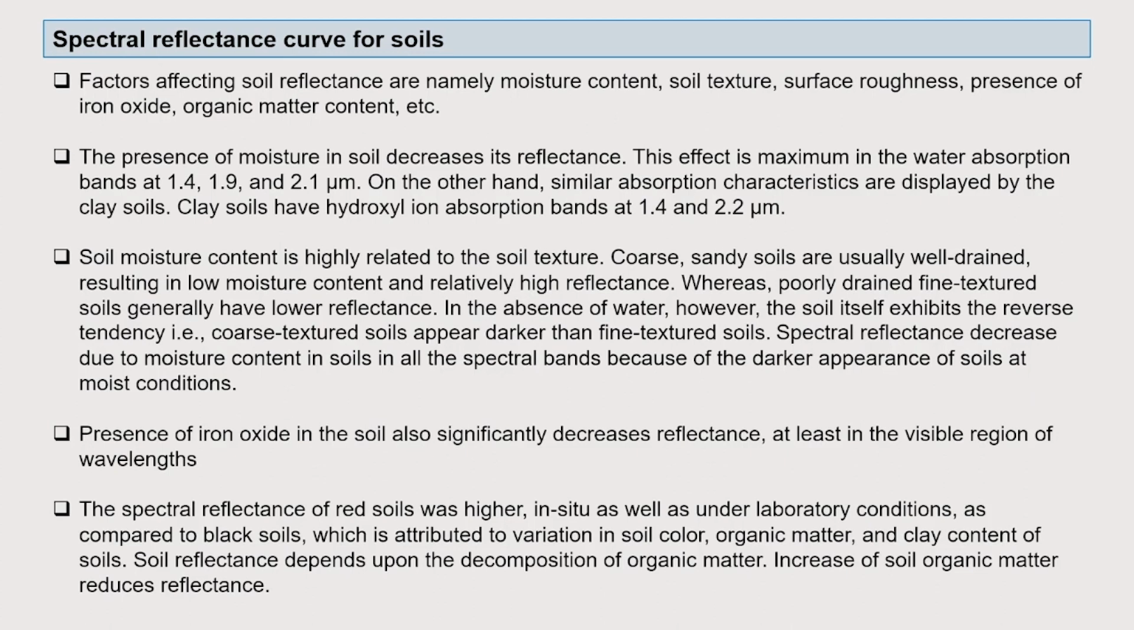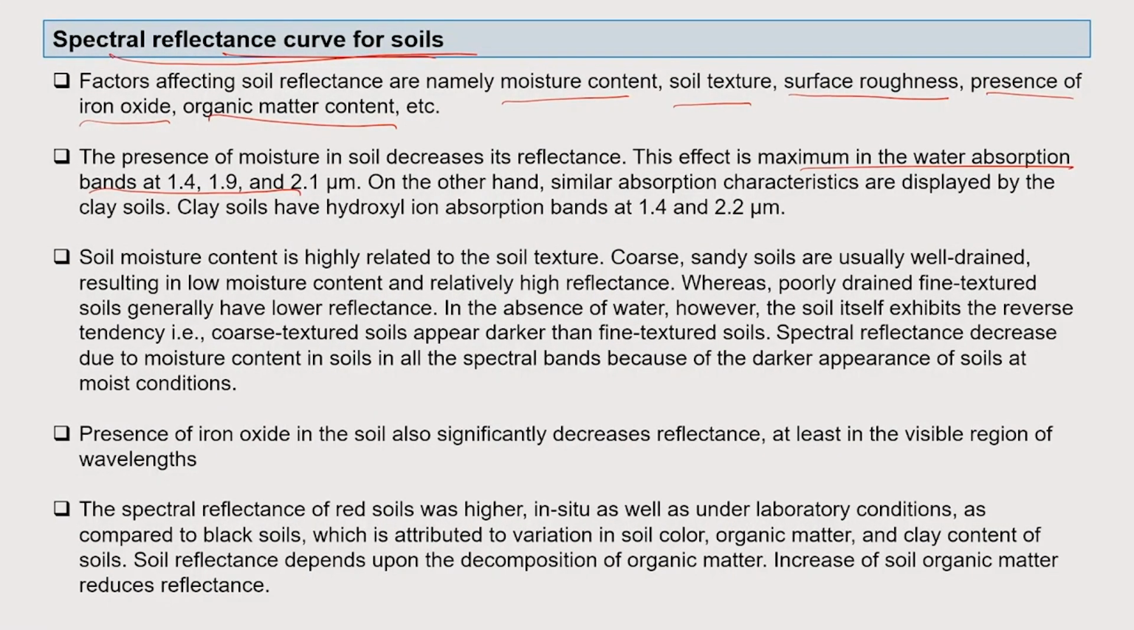Now let us look at the spectral reflectance curve for soils. Various factors affecting soil reflectance are moisture content, soil texture, surface roughness, presence of iron oxide, organic matter content, etc. The presence of moisture in soil decreases its reflectance. If the soil is dry, reflectance will be higher. This effect is maximum in the water absorption bands, that is 1.4, 1.9 and 2.1 micrometer.